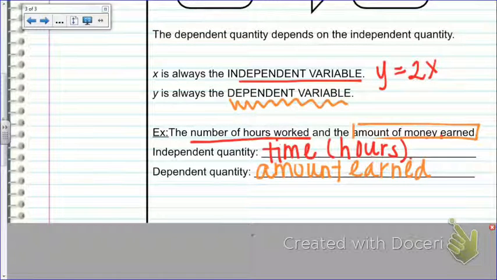So then the dependent says the amount earned. What is the amount earned being measured in? Money. Okay, but money, there's lots of different types of money. How are you getting paid? Dollars. So you would write in parentheses, dollars.